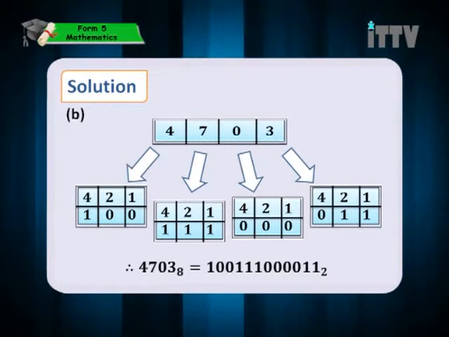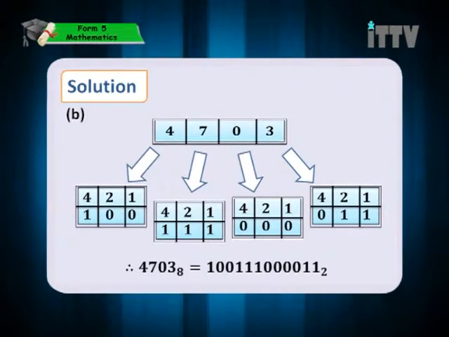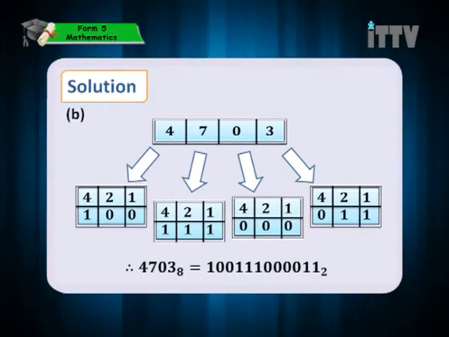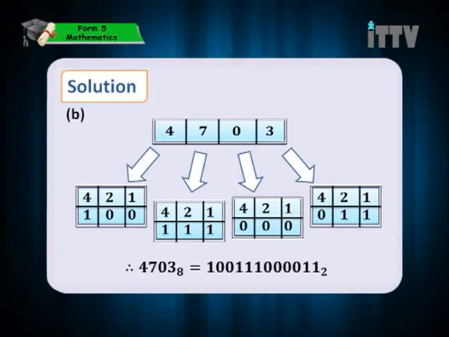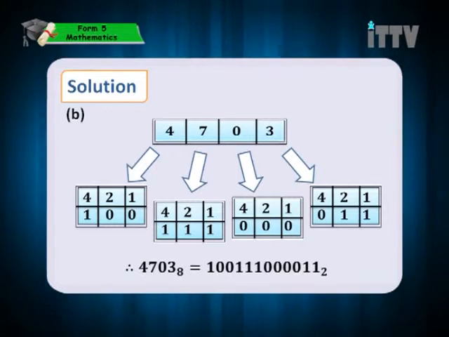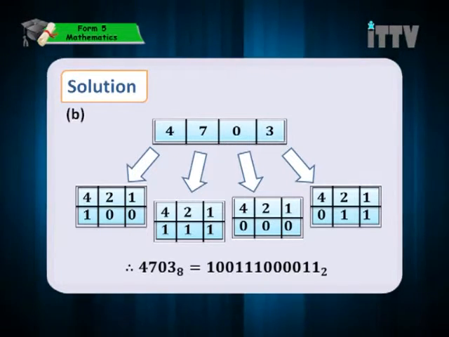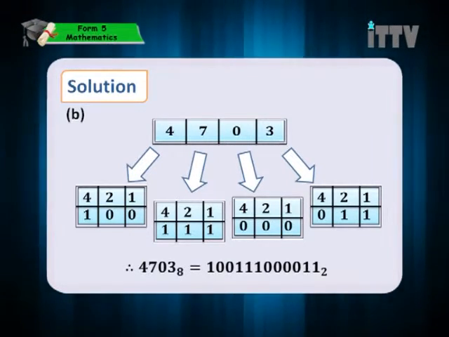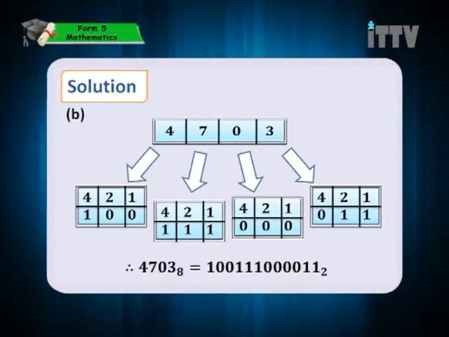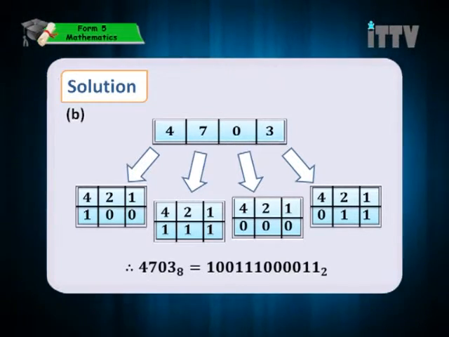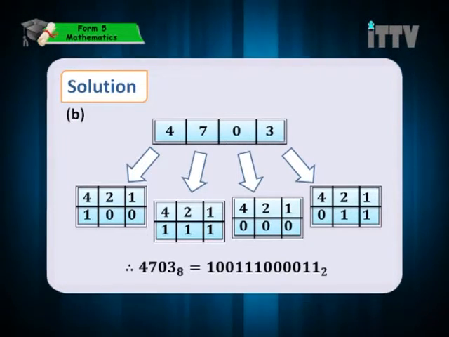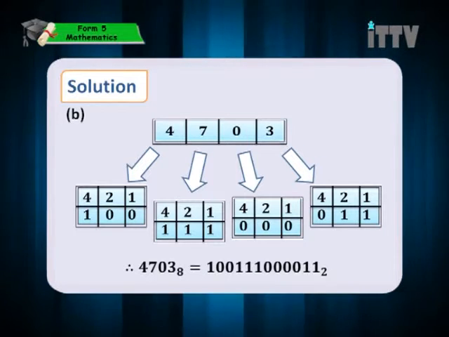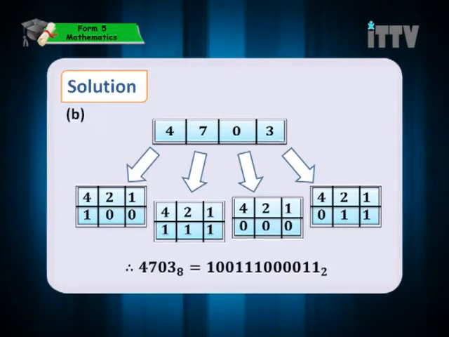Alright, and B, 4703. So each digit, let's check out the combinations. To get a 4, we have to have a group of 100. To get a 7, we must have a group of 111. To get a 0, very easy, 000. And to get a 3, a group of 011. So therefore, now just put all of them together. 4703 in base 8 is equal to 100, 111, 000, 011 in base 2.